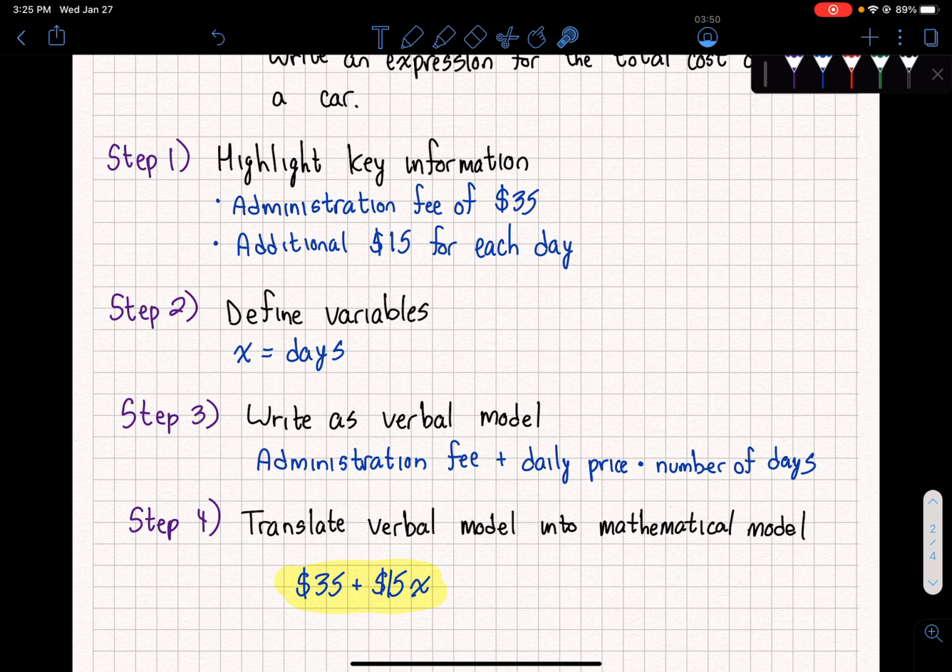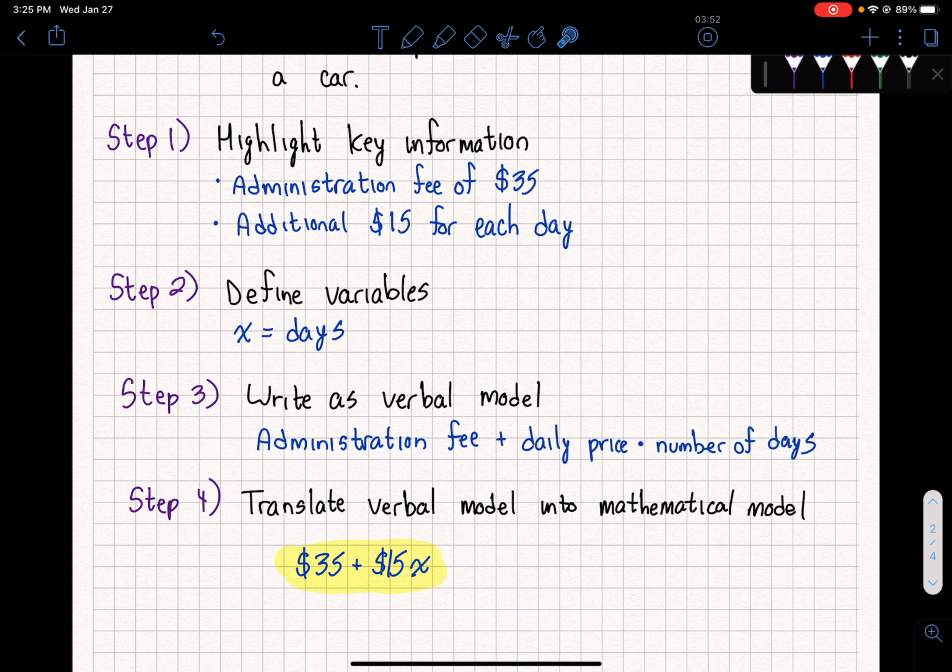And lastly, we translate this to a mathematical model. The administration fee is $35 plus the daily price of 15 times our unknown number of days. And this would be the mathematical model for the given problem.